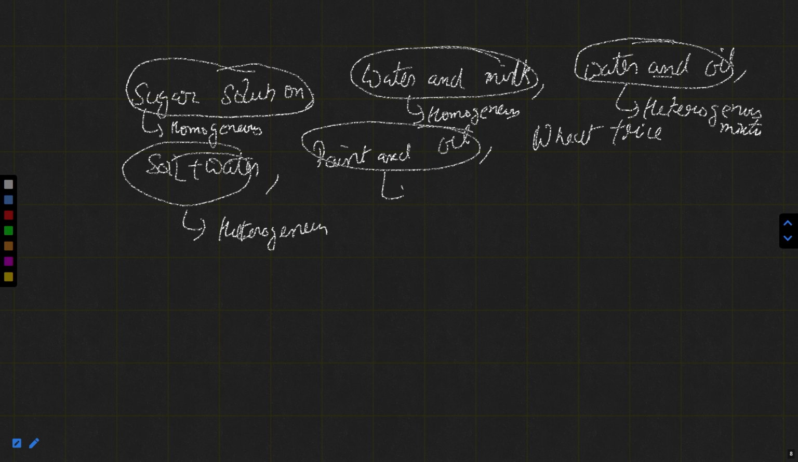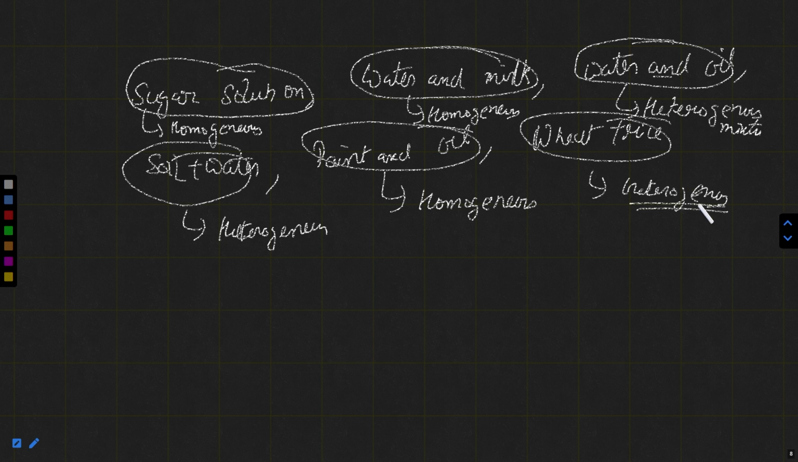Paint and oil, they both are non-polar, so they will form a homogeneous mixture. Wheat and rice together will form a heterogeneous mixture. We cannot dissolve them properly. Okay.